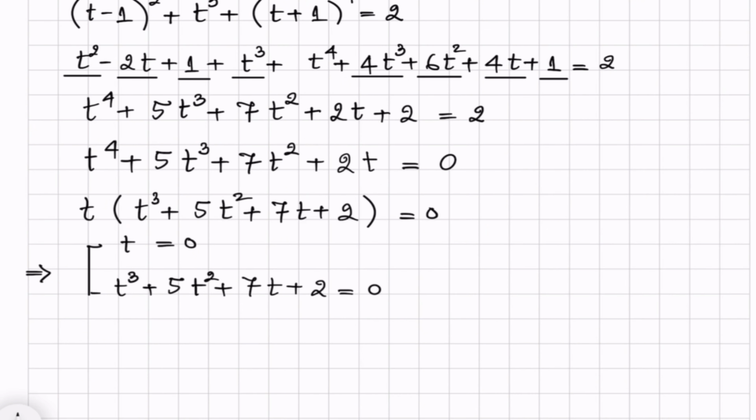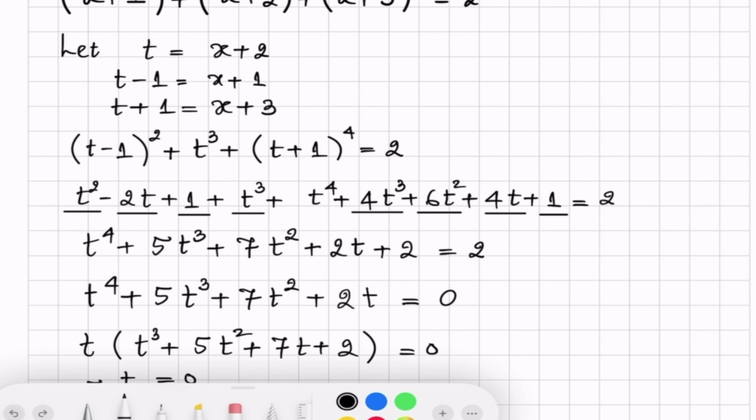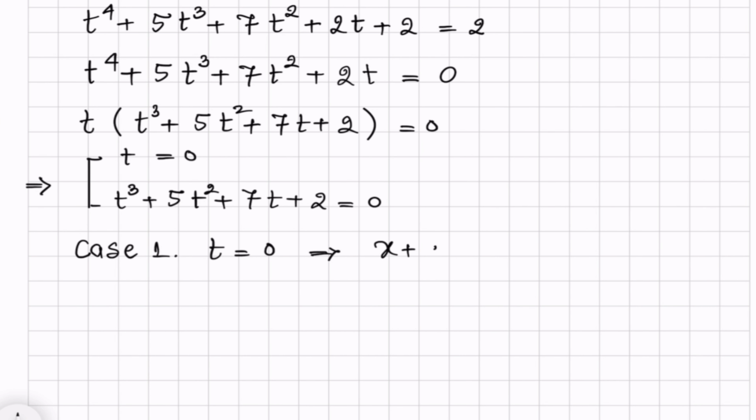So when we have case 1, t equal to 0, then we will get x plus 2 equal to 0. Then we will get x plus 2 equal to 0. That means x will be equal to negative 2.